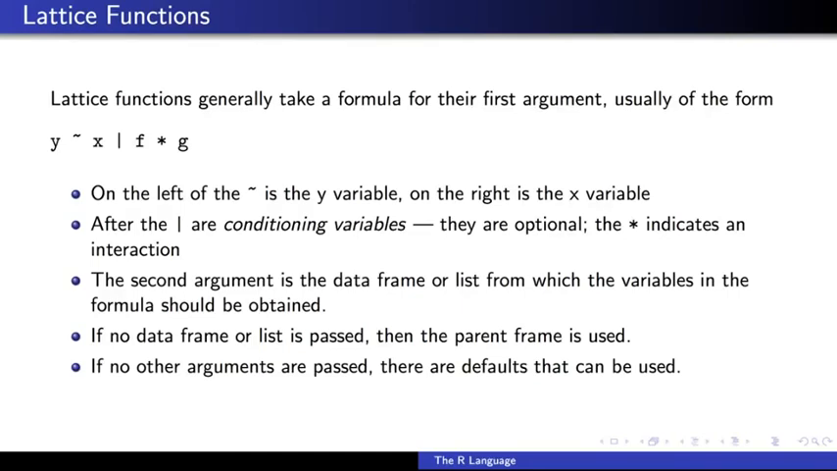For example, f might represent a factor variable categorizing men and women, and you might want to look at the relationship between x and y for men and women separately. The lattice functions are very useful for plotting that kind of data. The lattice functions will usually take a data frame as a second argument, where the variables y, x, f, and g will be looked up to find their values. If no data frame is passed, then it will look in the parent frame to find the values of those variables.